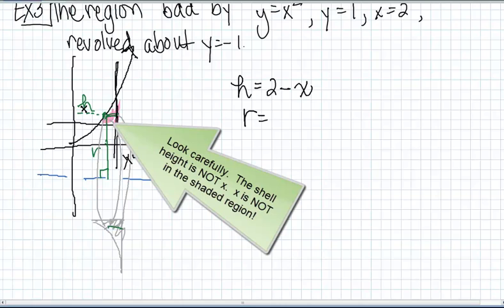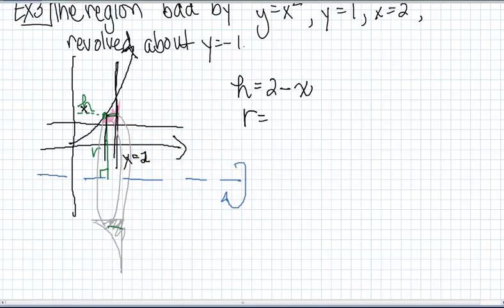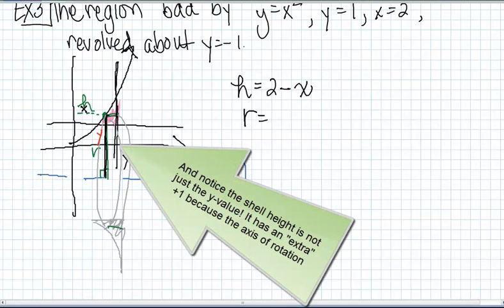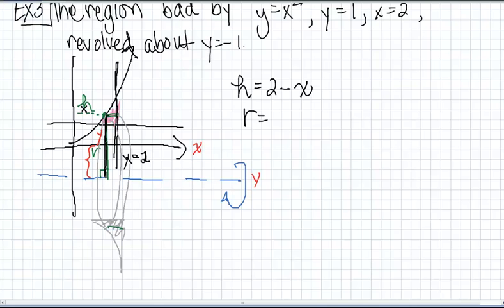Our shell radius, which goes all the way down to the axis of rotation, is going to be our y value plus a little bit extra. How much is this piece? This is our x-axis. This is the horizontal line, y equals -1. So it's going to be y plus 1.